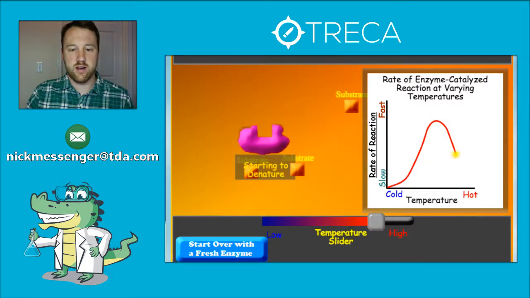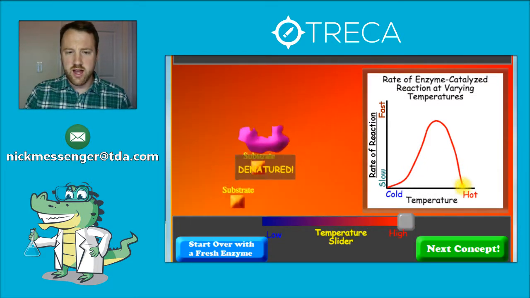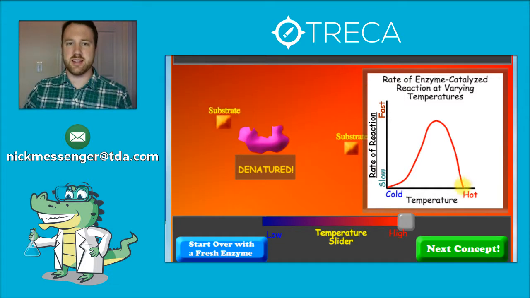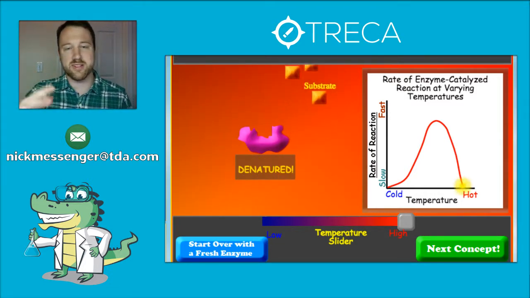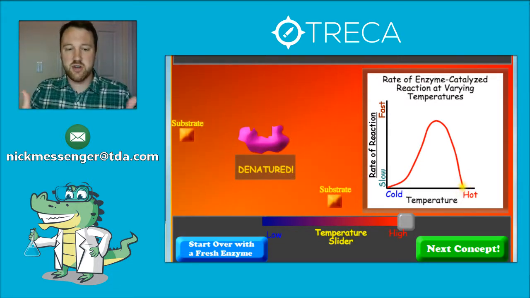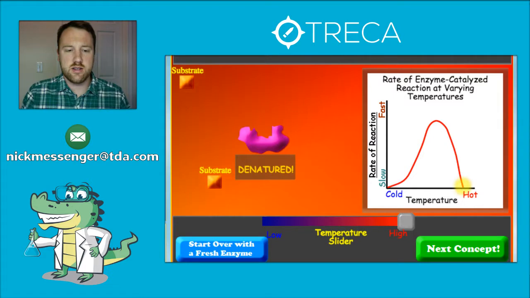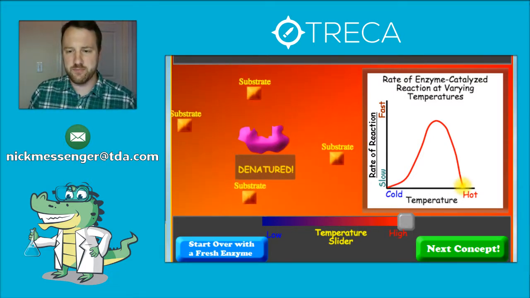Oh! Uh-oh. So I'll slide it all the way to the end. Denatured. And denatured actually means that the enzyme died. It broke apart, it fell apart. It wasn't really alive, so it didn't die, but the enzyme fell apart. It got too hot for it to work. So let's look at our graph and talk about what that might actually mean.